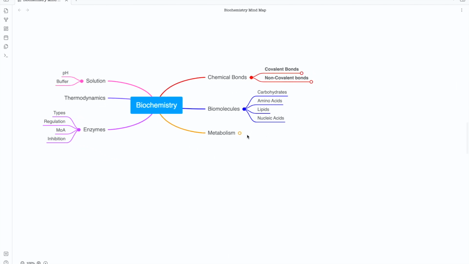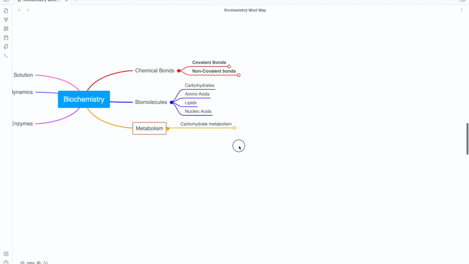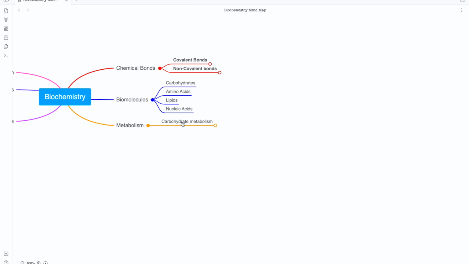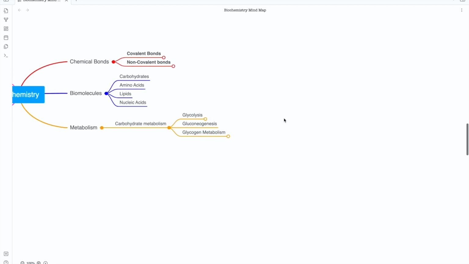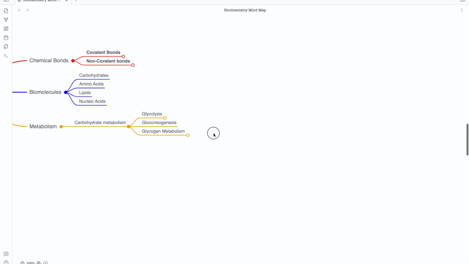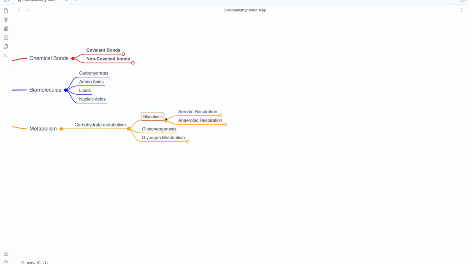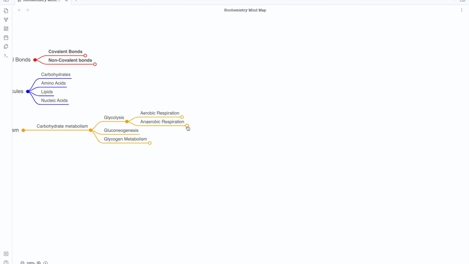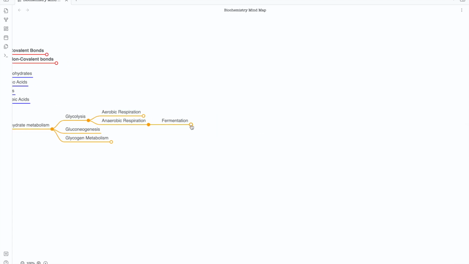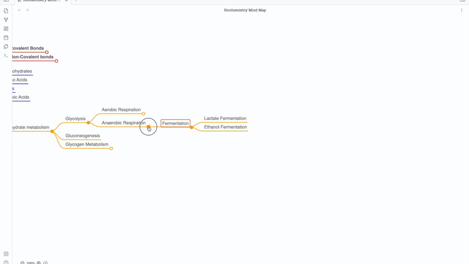In Metabolism we have covered quite a big part. We first started with carbohydrate metabolism, and then we continued with glycolysis. Gluconeogenesis we have covered. Glycogen metabolism is still remaining; it will come in future. Under glycolysis we have covered anaerobic respiration, and under anaerobic respiration there are fermentation, lactic fermentation and ethanol fermentation.